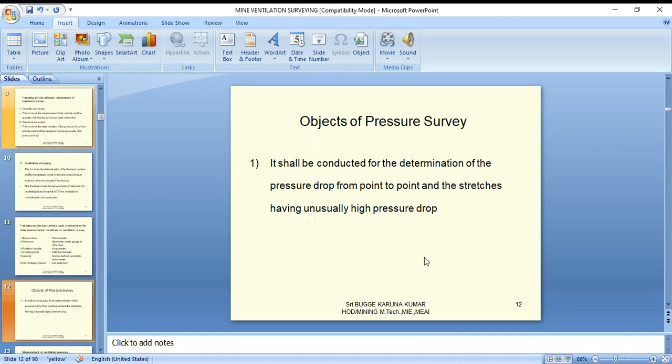Object of pressure survey. It shall be conducted for the determination of the pressure drop from point to point and stretch, and to find stretches that have unusually high pressure drop.